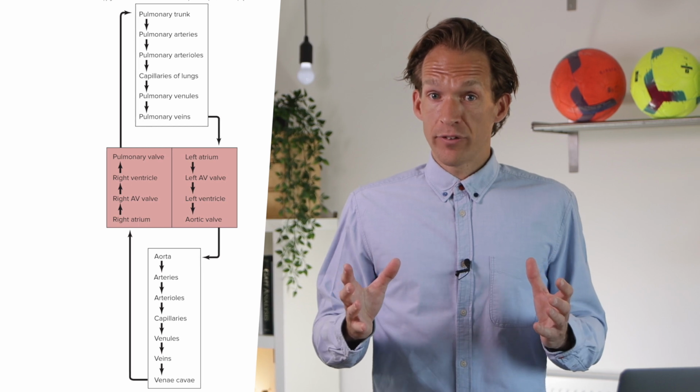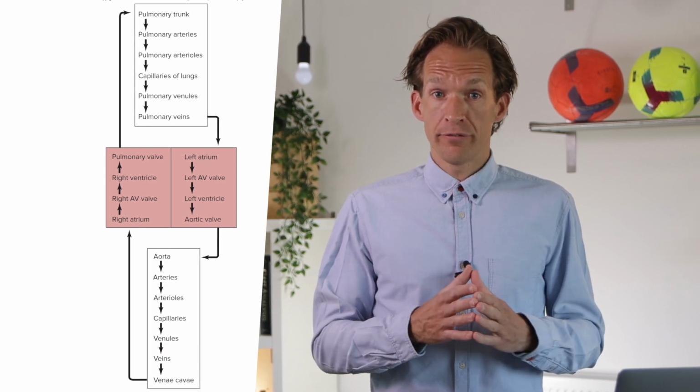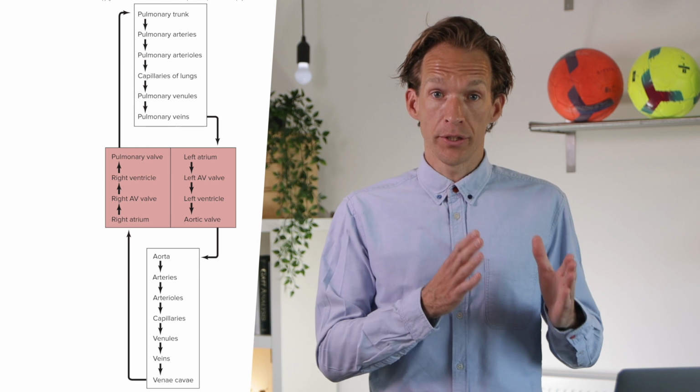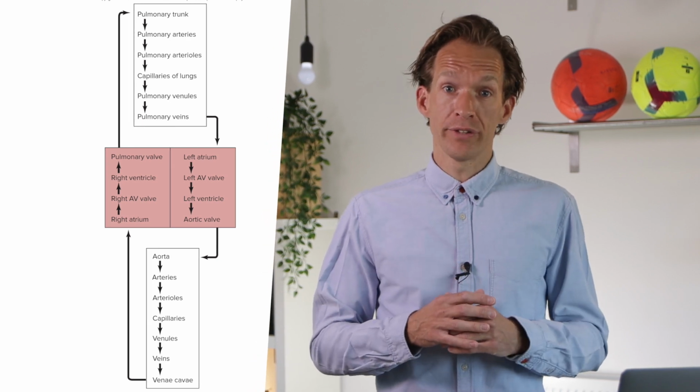The left AV valve is open to allow blood flow into the left ventricle, and during the next contraction, blood is pushed out into the aorta to serve the entire body with oxygen-rich blood. And the whole cycle starts again.